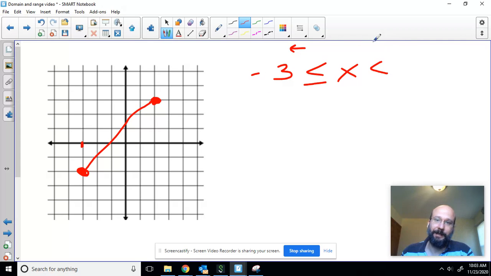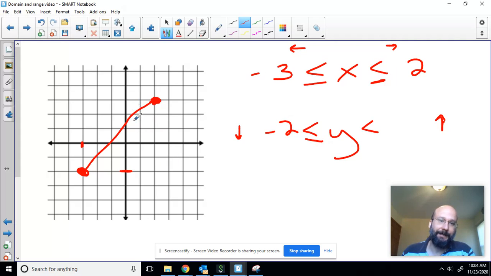We're looking at the domain left to right, so we look at the furthest point to the right. This is the furthest point to the right, so we go down and it's at 2. Again, it's a closed circle, so the line's under the inequality. Now we do the same thing for the range, except we look low to high. The lowest point is right here. Where is it on the y? At -2. Again, closed, so there's a line underneath. The highest point is right here, and that's at +3.